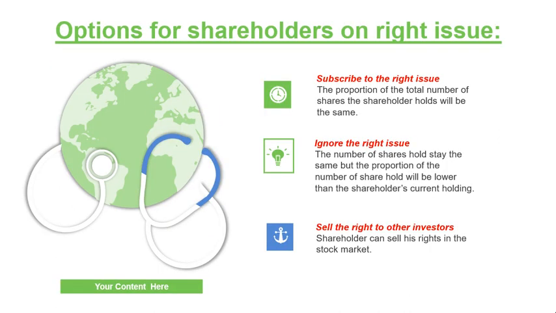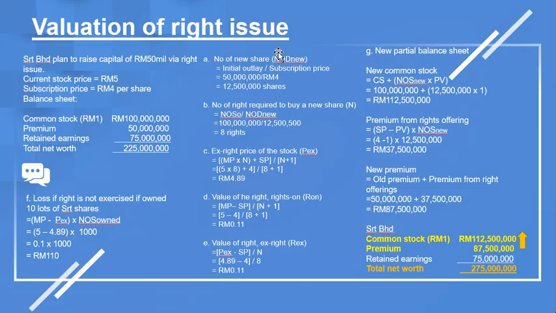Okay, the options for a shareholder on a rights issue: the shareholder can either subscribe to the rights issue, or they may ignore the rights issue, or they may sell the rights to other investors. So a stock right is a right, and there are options for the investors. These are the options.